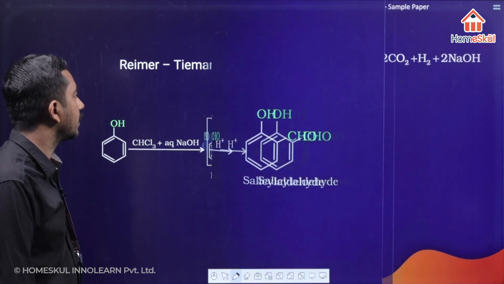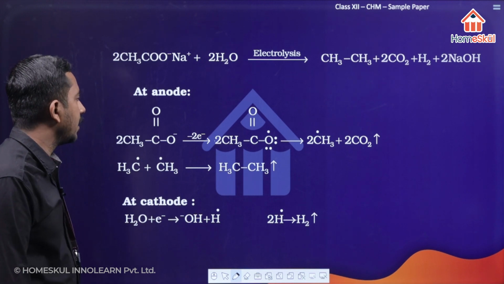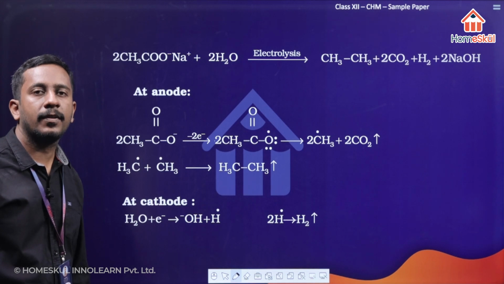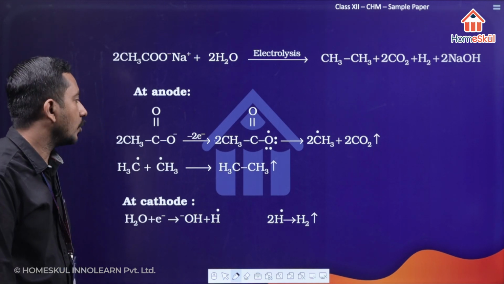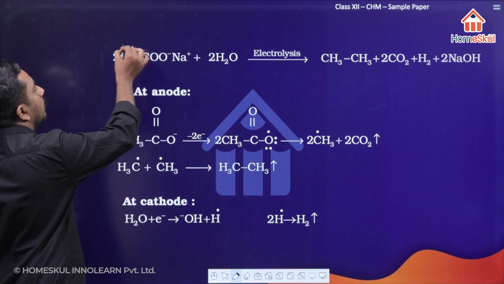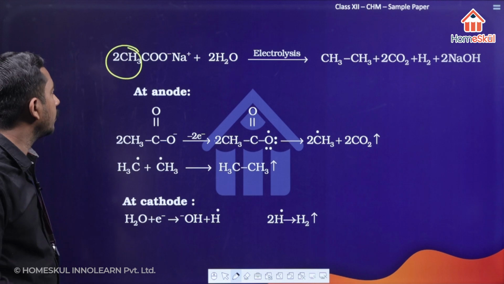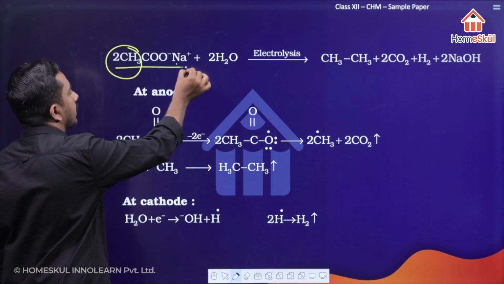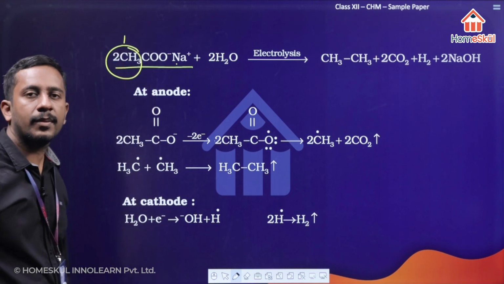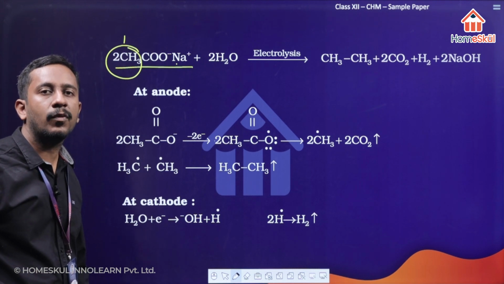And what about the second reaction? That is Kolbe's electrolytic reaction. That is where we prepare a hydrocarbon, an alkane, starting from the salt of a carboxylic acid. The alkane that we obtain will have double the number of carbon atoms present in the alkyl group of the carboxylic acid that we are taking. Here we have started the reaction with the sodium salt of acetic acid. The alkyl part contains one carbon atom, so the product will have two carbon atoms. That means the product that we obtain will be ethane.